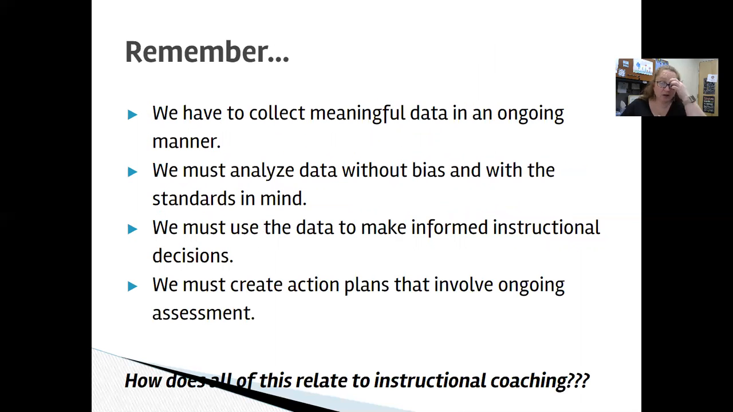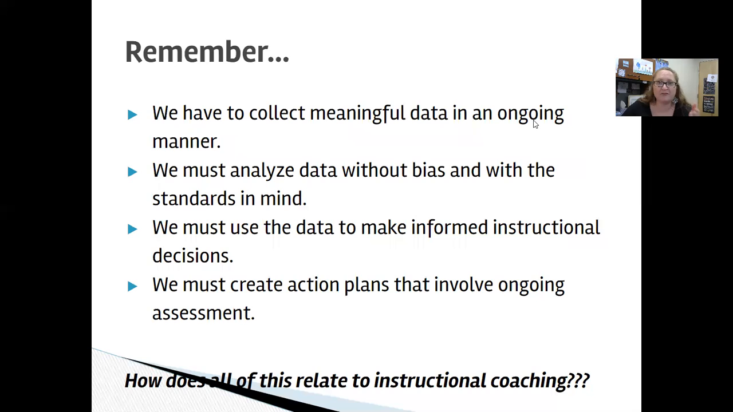Okay, so a couple of things that are important to remember. One is that we have to collect meaningful data in an ongoing manner. Meaningful is important here. We have to make sure we're collecting data that we can actually use. Not all data is useful. Not all data is truly meaningful. It has to be data coming from targeted, very specific progress monitoring tools. And it also has to be ongoing.